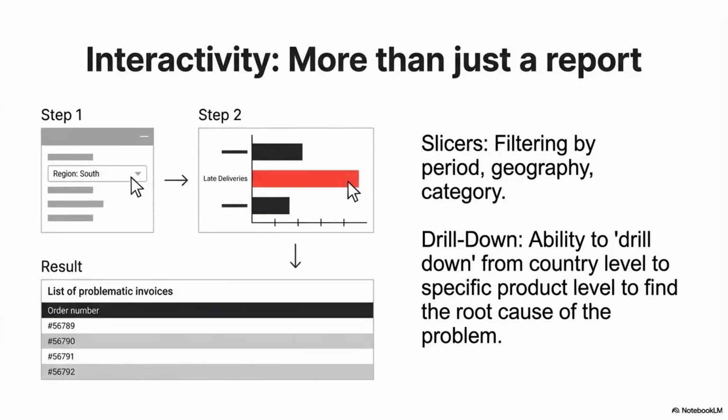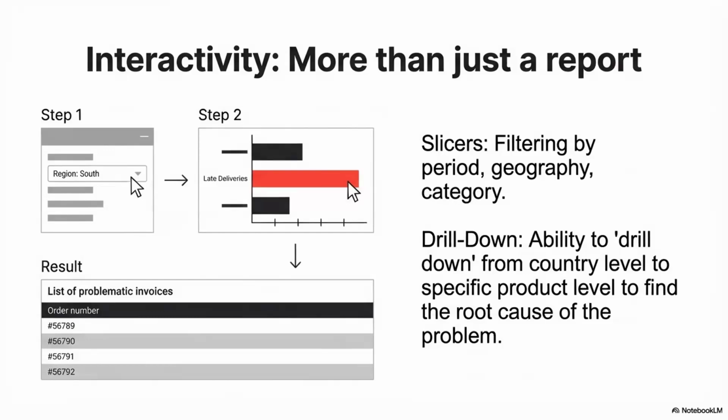Usually, this filter pane is located on the left or at the top of the screen. Thanks to it, a manager can filter the entire information array by the required parameters in one click: time period, geography, or a specific product category. For example, by selecting only the southern region in the filter, the user initiates an instant recalculation of all charts, getting a picture exclusively for that location.